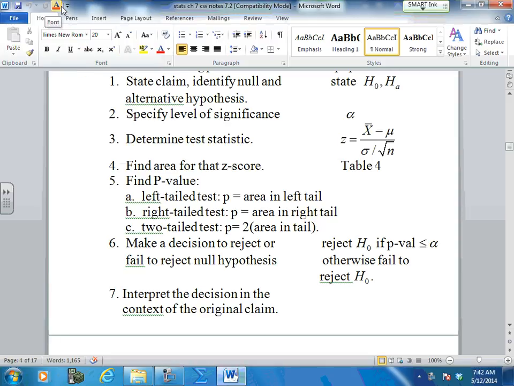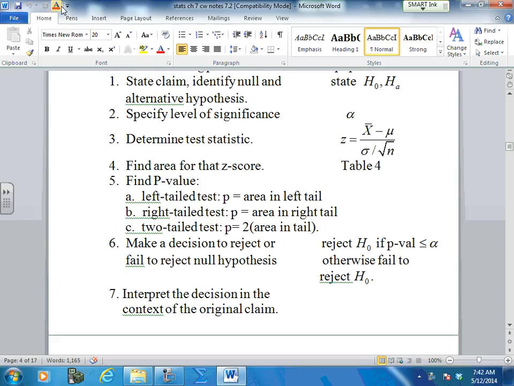Whatever it is that they're saying is, the manufacturer claims this, the consumer claims this. That's regardless if it's HO or HA. Then you find if it's got the equal sign, it's the HO. Without the equal sign, the HA. When you sketch, the tail follows the HA. So they specify your level of significance, and they usually give you that, usually 0.01, 0.05, or 0.10.